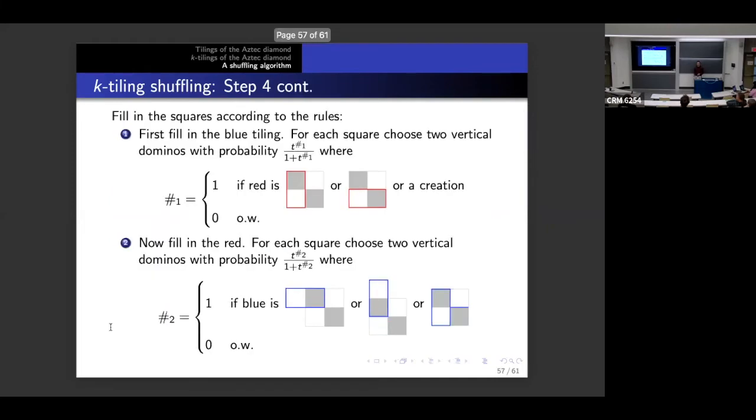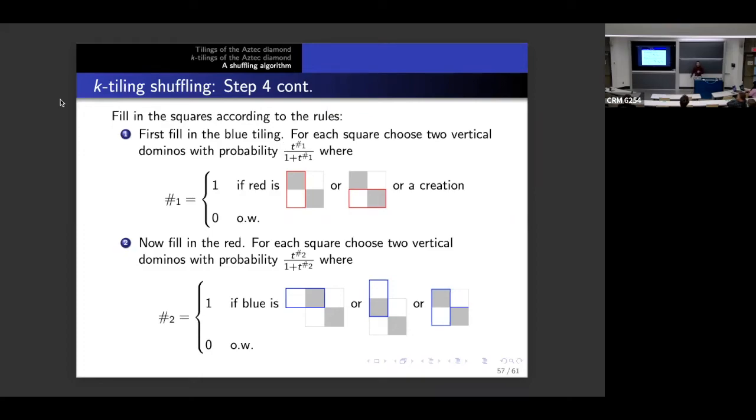So how does that work? We first are going to fill in every blue square, and we're going to choose to fill it with 2 vertical dominoes with some probability t to some power over 1 plus t to that power, where this power of t is determined by what the red configuration looks like. So if in that square red looks like this, or red needs to be created, then you get a power of t, and otherwise you just get 0.